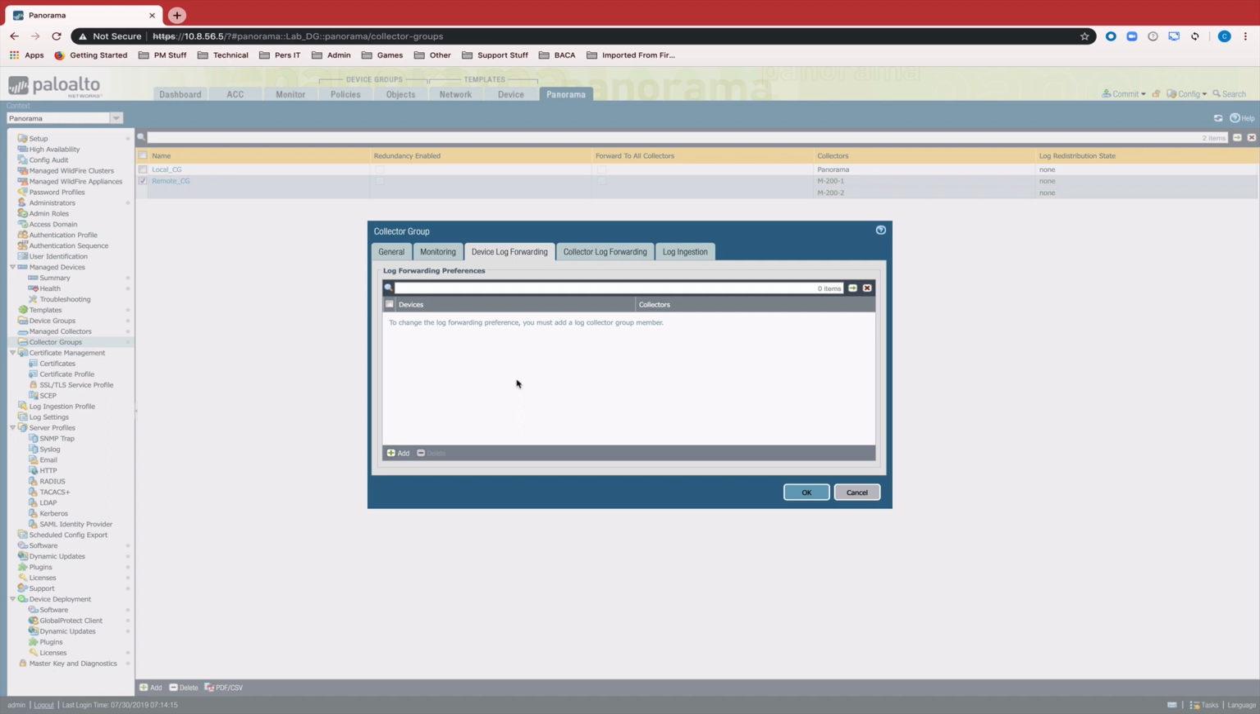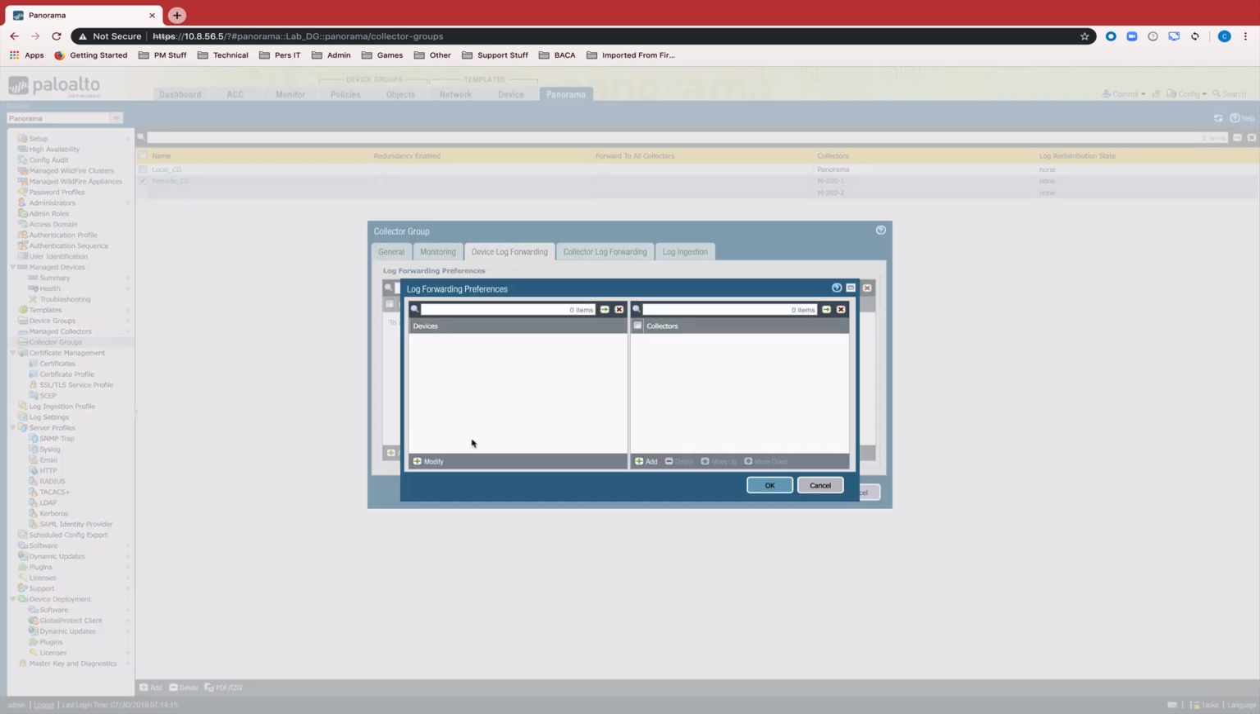this is where we can control which firewalls forward to which collectors and in which order. The idea here is that we are going to create one log forwarding preference list per collector in the group, and then we're going to divide our firewalls evenly among those preference lists. Let's get into it. So we're going to create the first forwarding preference list.